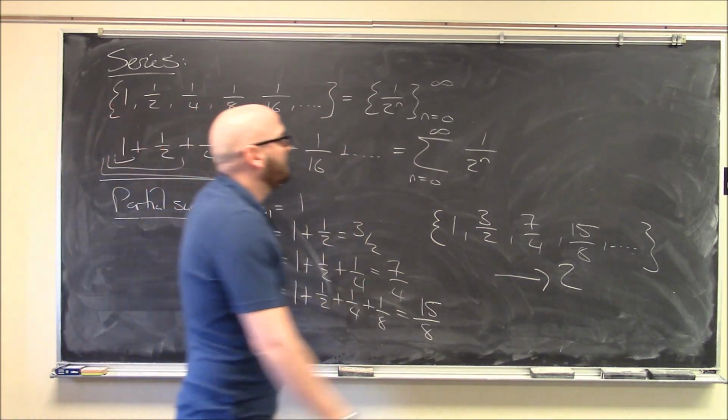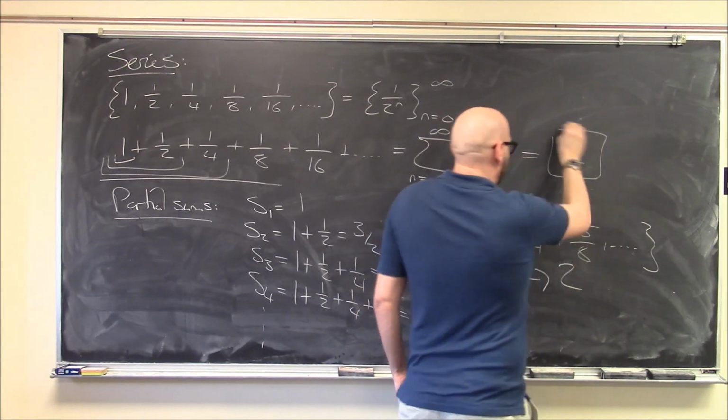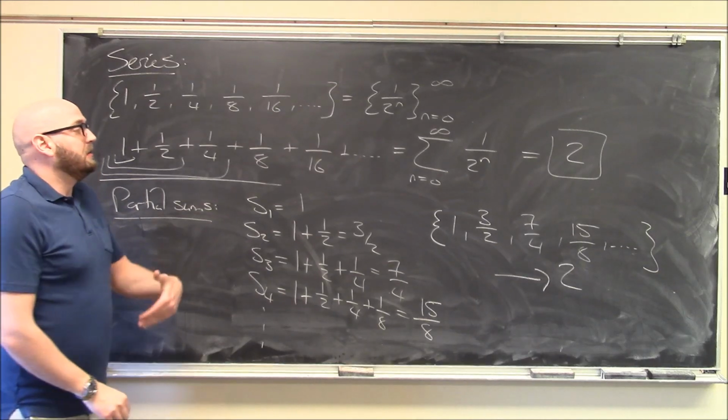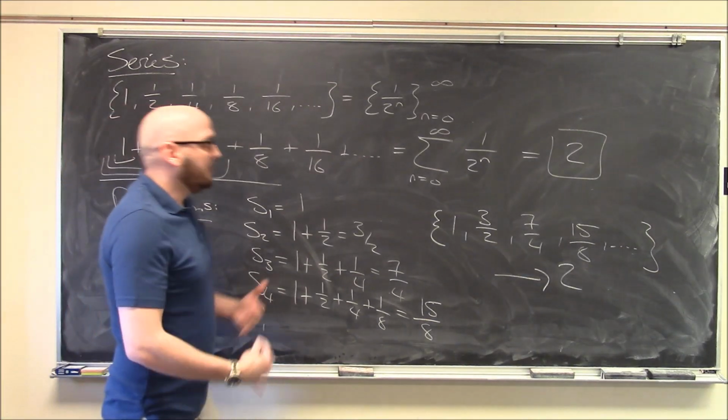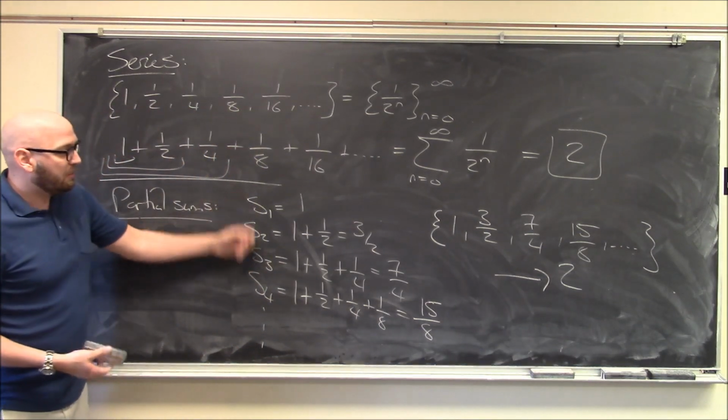So mathematicians make this definition. They say that this series is actually equal to 2. And this is the way we define these infinite series. A series is defined to be the limit, if it converges, of this brand new sequence of partial sums.